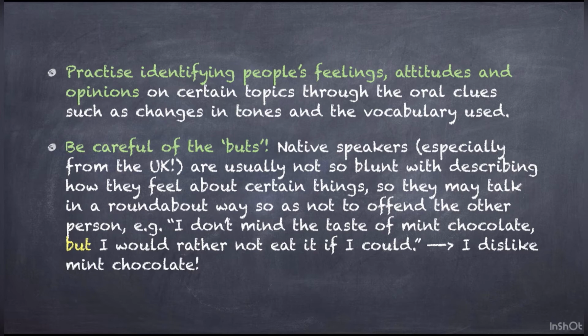You need to pay particular attention to the but, because if you only listen to the first part of the dialogue, I don't mind the taste of mint chocolate, you would think that this person likes mint chocolate. But because of the things that come after the but, I would rather not eat it if I could, it shows their real attitude towards mint chocolate, which is that they dislike it.